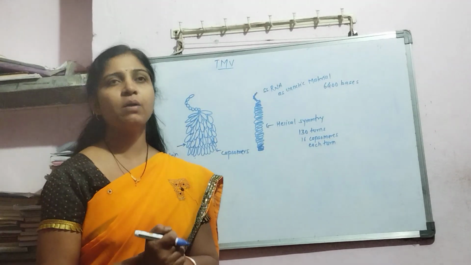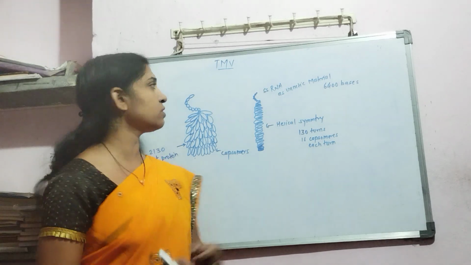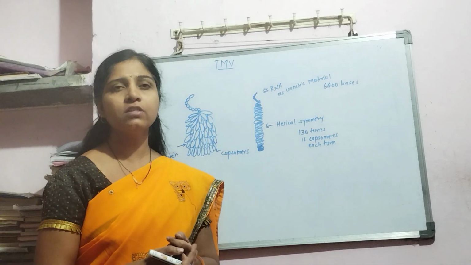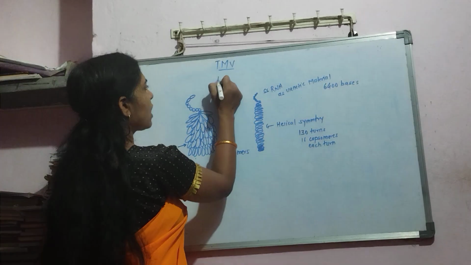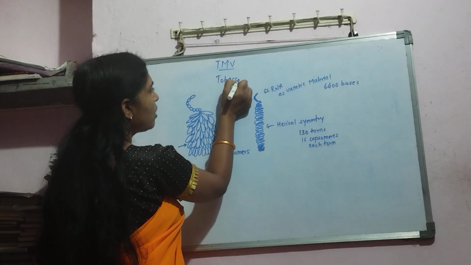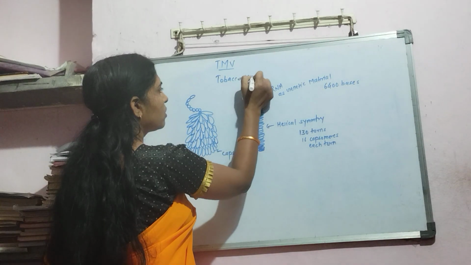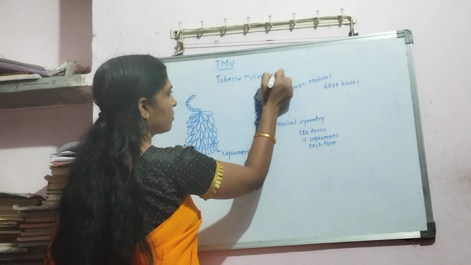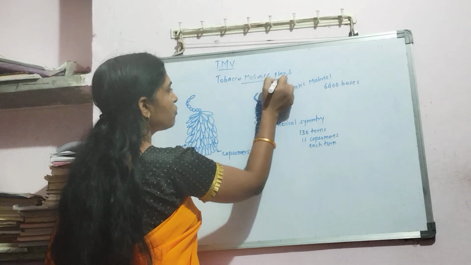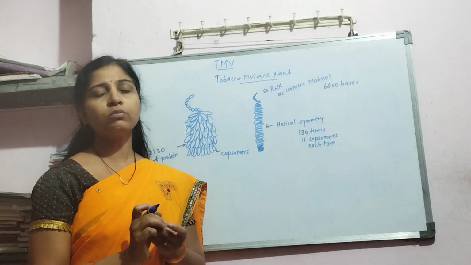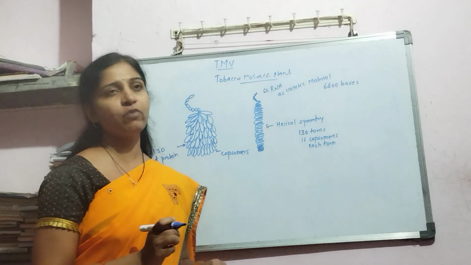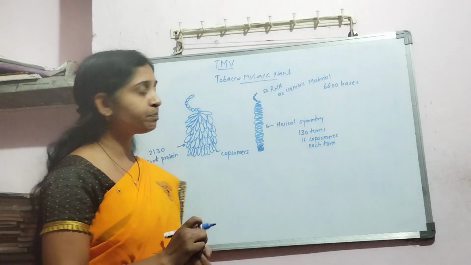Today we are discussing one of the important plant viruses, which is the TMV virus, that is the tobacco mosaic virus. This tobacco mosaic virus is responsible for infecting the tobacco plant and other plants from the family Solanaceae. All of the plants from the family Solanaceae can get infected by this TMV virus.